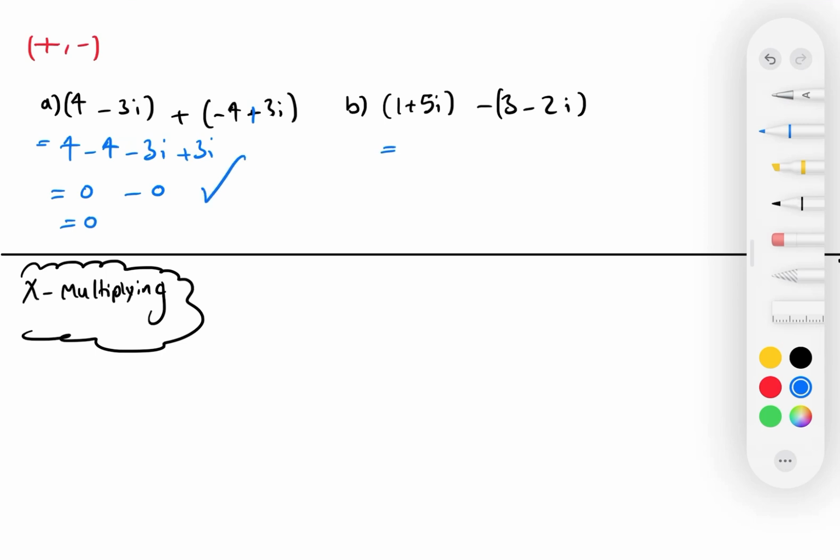Same thing for the other one. You just group the like terms. So you get 1 minus 3, right? The 1 and 3. And then 5i minus 2i, right? The two minuses give you a positive. So you're going to get 5i plus 2i, leaving you with -2 plus 7i. All right, so that was really simple.